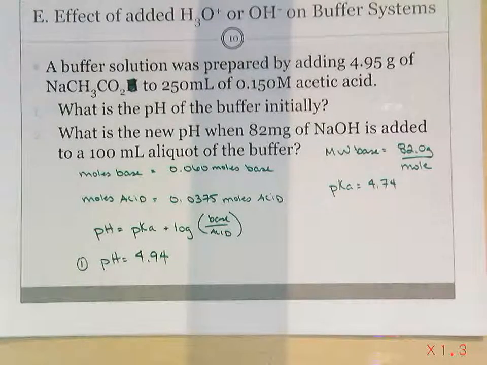Question number 2. What is the new pH when I add 82 milligrams of sodium hydroxide to a 100 milliliter aliquot of this solution? It's a lot of words, a lot of information in there. It's asking for an ice chart, right? It's saying I have a solution that I know the moles of each, and now I'm going to do something to the solution. What is the new mole chart? What is the new ice chart? New pH.